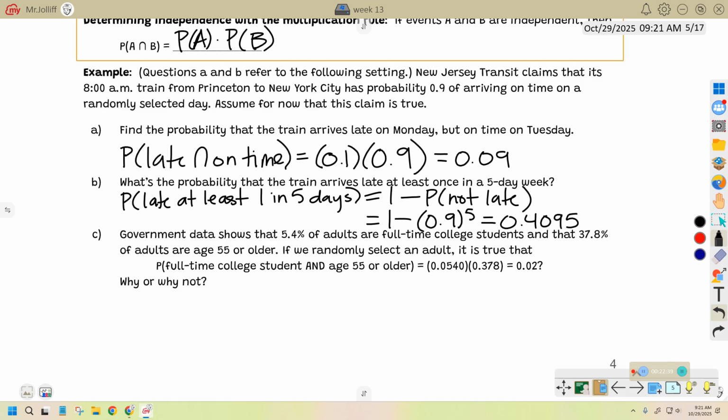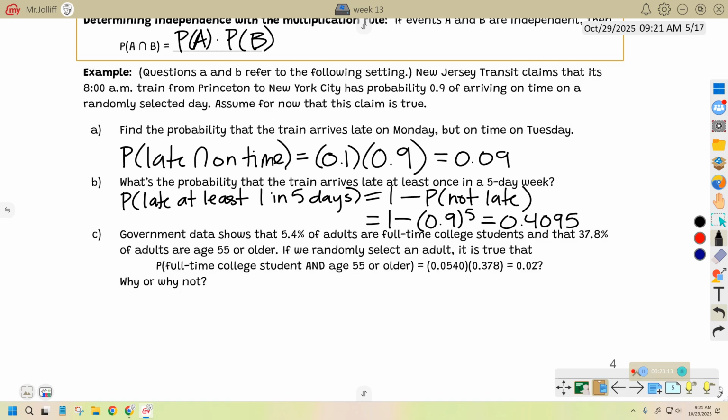Okay, last question. Government data shows that 5.4% of adults are full-time college students, and that 37.8% of adults are age 55 or older. If we randomly select an adult, is it true that P(full-time college student and age 55 or older) is just the 2 probabilities multiplied together? Why or why not?